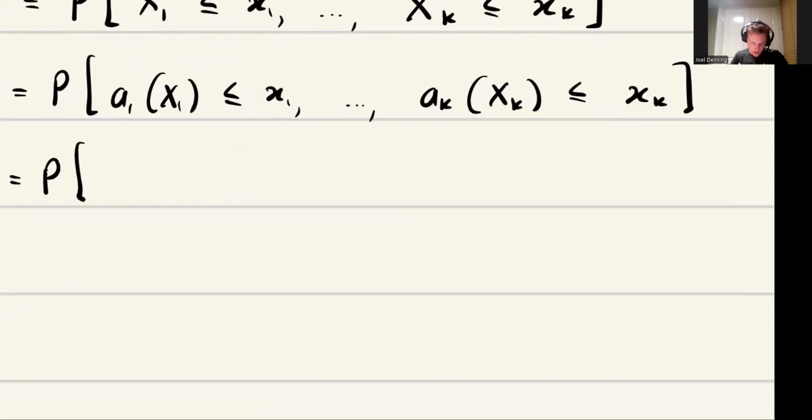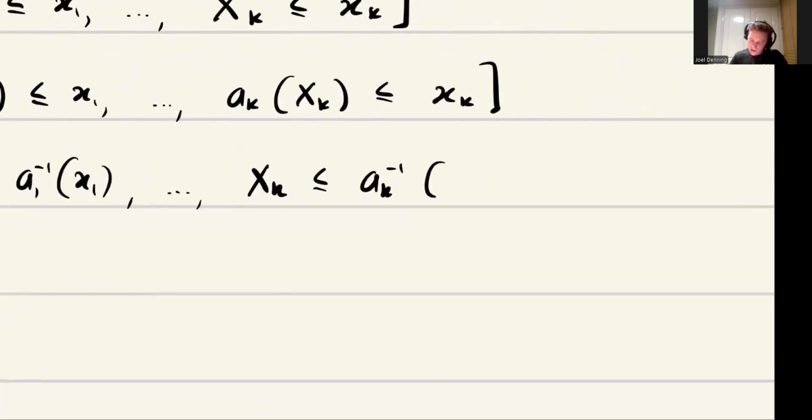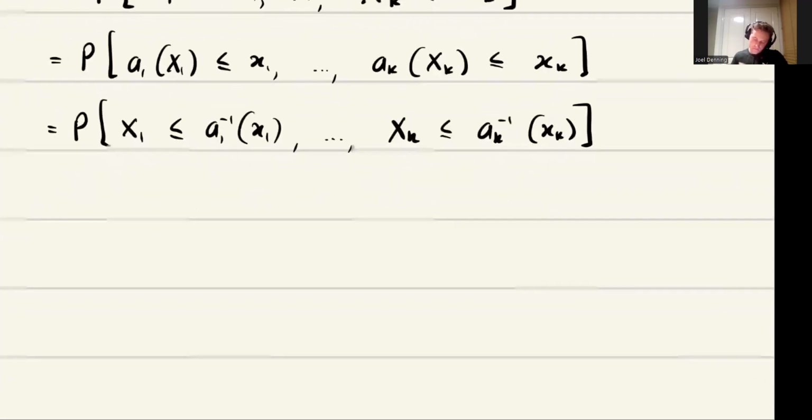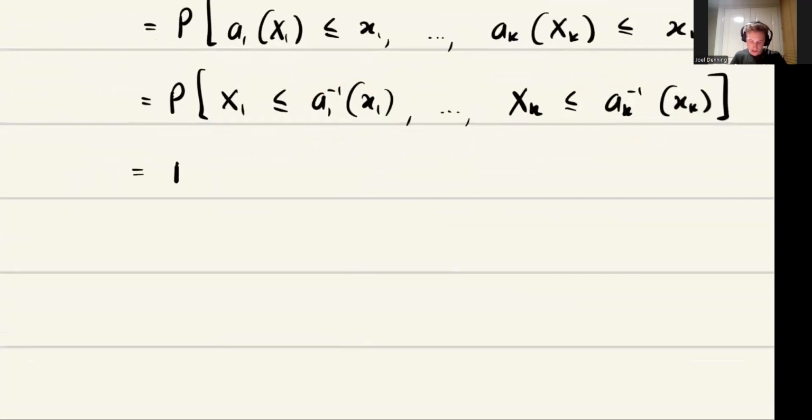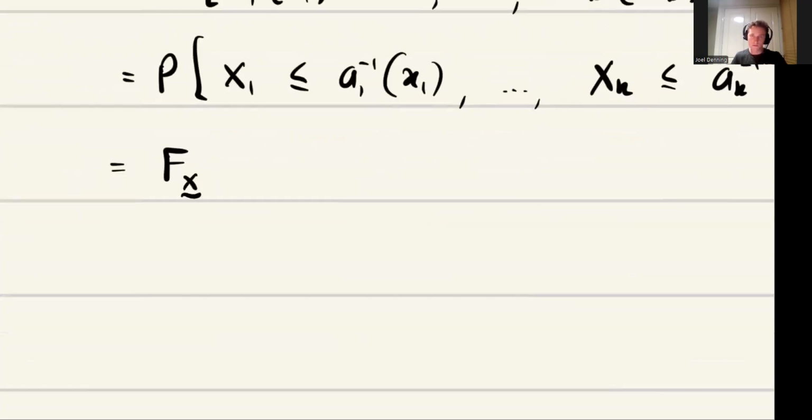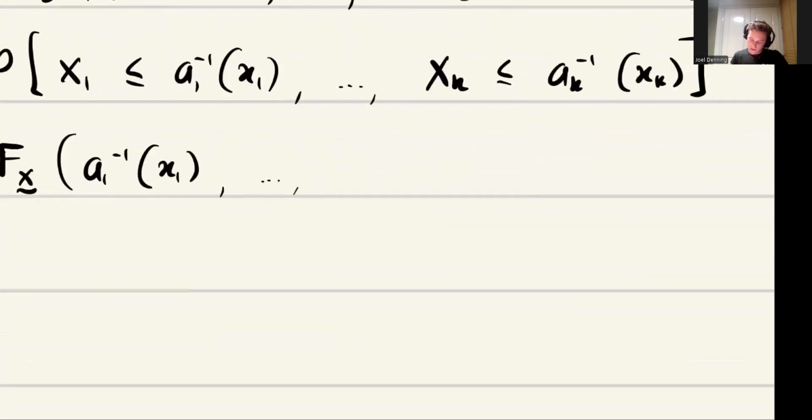Okay, and then we're going to take the inverse on every single one. So it'll become big x1 less than or equal to a1 inverse of x1, all the way up to big xk less than or equal to ak inverse of xk. And now this has suddenly become the joint CDF of our original x's at these new arguments involving the a's, right? So this is going to become F of x tilde, so no more star, of a1 inverse x1 up to ak inverse xk.